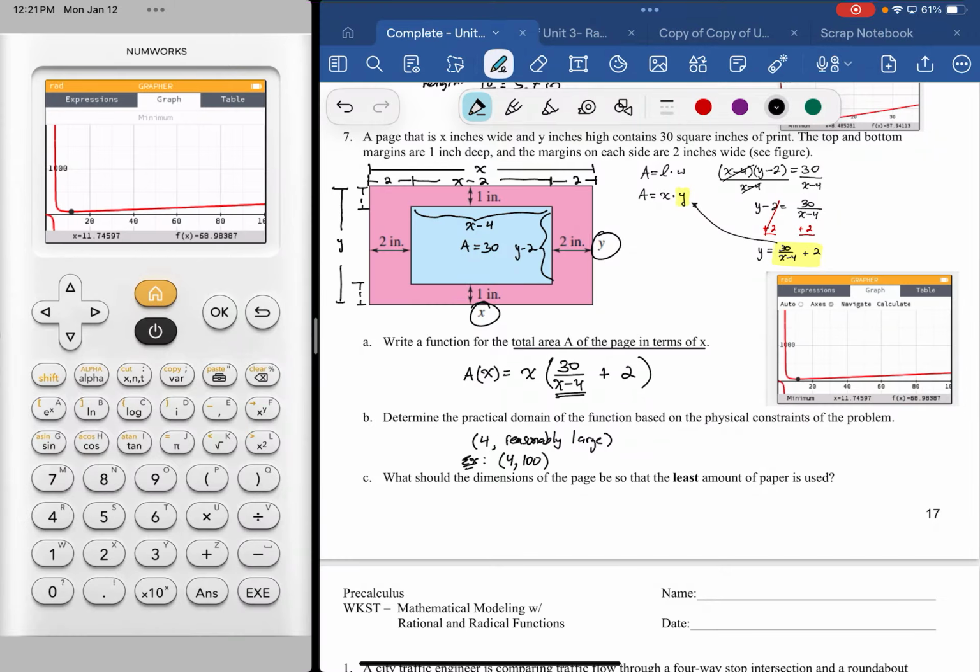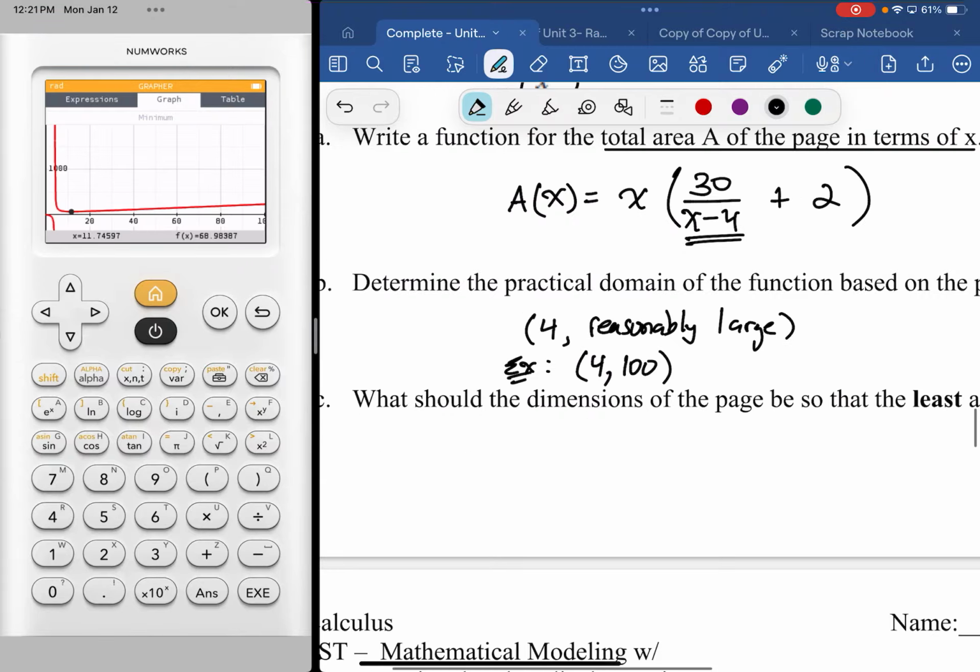All right. What should the dimensions of the page be so that the least amount of paper would be used? We found the minimum at 11.74597.